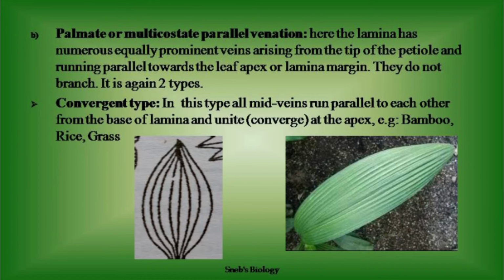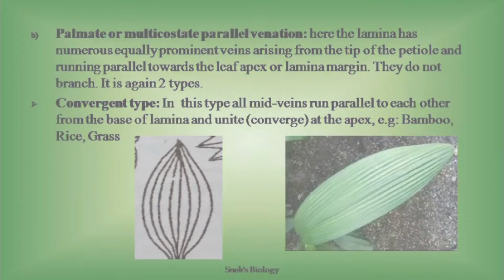Next is multicostate parallel venation. Here numerous prominent veins arise from the tip of the petiole and run parallel towards the leaf apex. They do not show any branches. Again, it is divided into two categories: convergent and divergent. In convergent, the main veins run parallel to each other from the base of the lamina and converge at the apex. Here the branches which arise are going to be parallel. For example, grasses, bamboo, rice, etc.